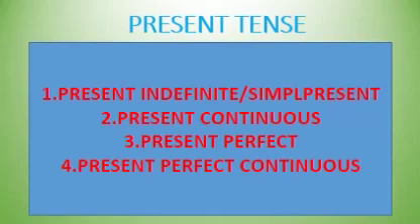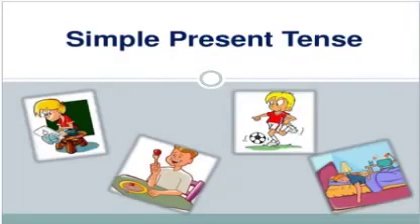So, there are four subparts of present tense. First is present indefinite, which we also know as simple present tense. Second is present continuous tense. Third is present perfect and fourth is present perfect continuous. But today we will learn only one of them. Today we are going to learn only simple present tense.